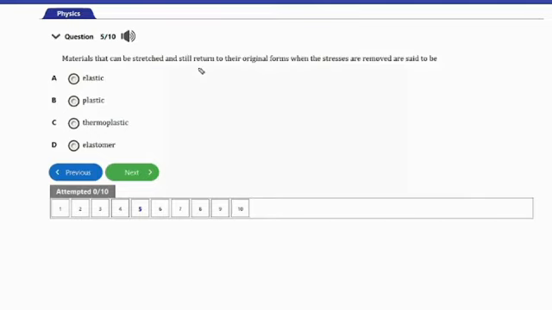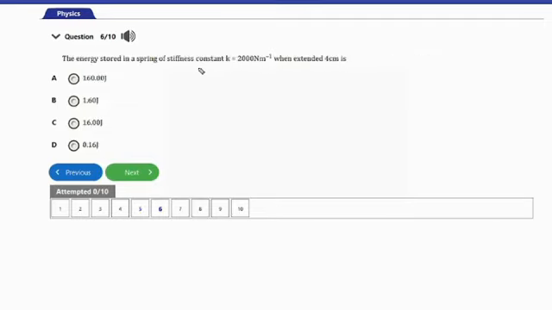So guys, the next question we have here is question number 5. It says, materials that can be stretched and still return to their original form when the stress is removed are said to be. Of course, obviously the answer to this question is option A, guys. So that's elastic. So let's go ahead and consider the next question, guys.